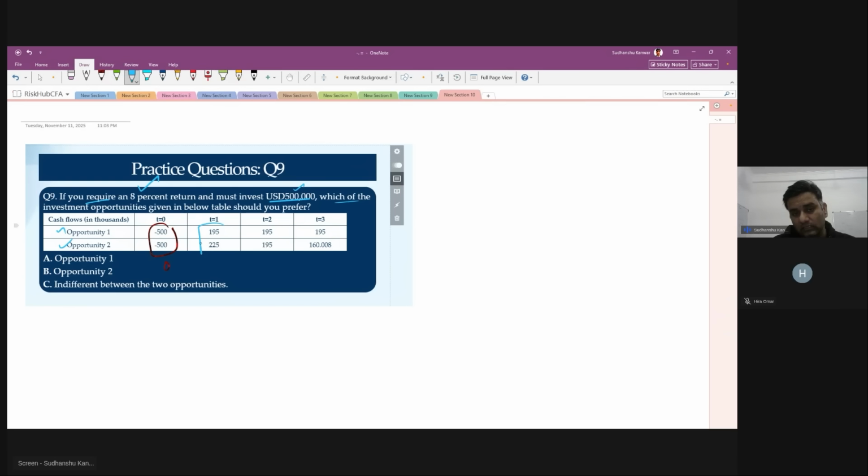Here the cash flow of opportunity 1 is lesser, this one is more. If I subtract 195 minus 225, it is minus 30. Cash flow in the second period, again this is zero. Now the last one, if I subtract 195 minus 160, it comes as 35. Now I'm just telling you a hack.